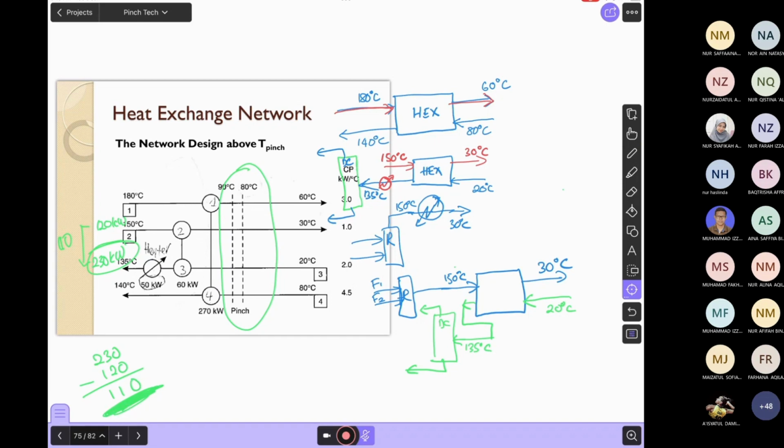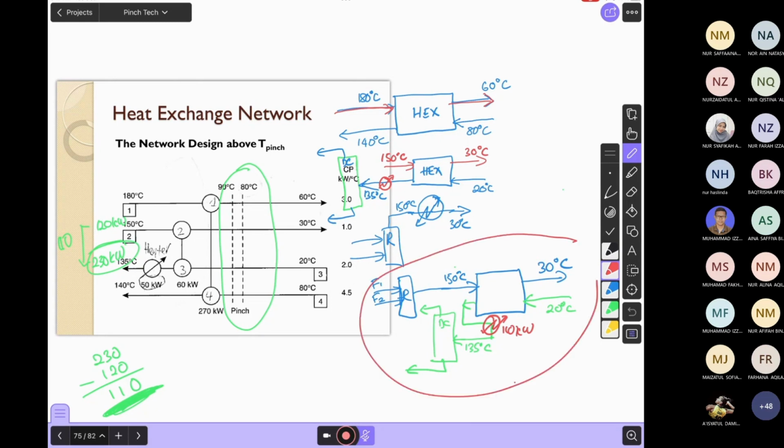Okay, because we have settled everything at the front without looking at the pinch. We haven't looked at the pinch yet. So, I'm talking about from the beginning to the ending. Okay, so this is how it looks. Basically, just looking at this overall, you need to have one preheater here. You need to have a preheater here. And the load is 110 kilowatt.